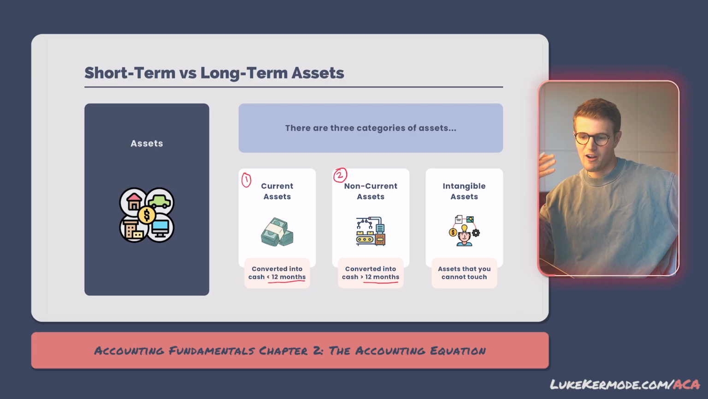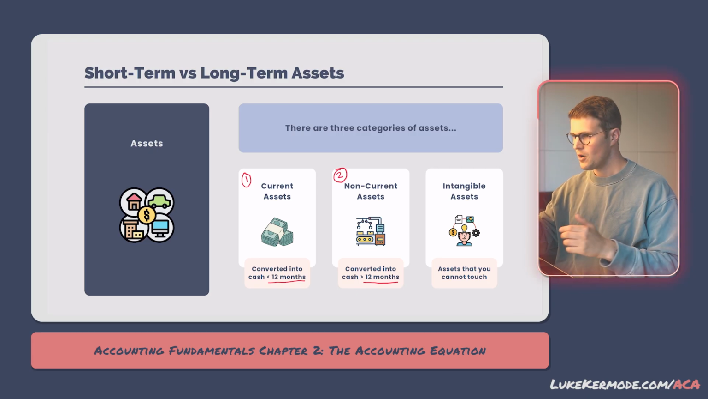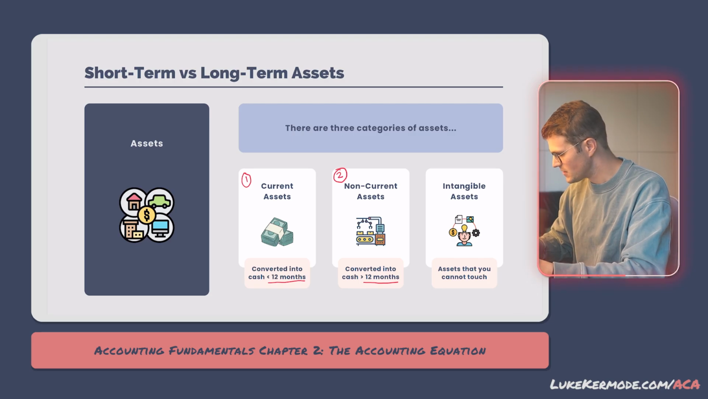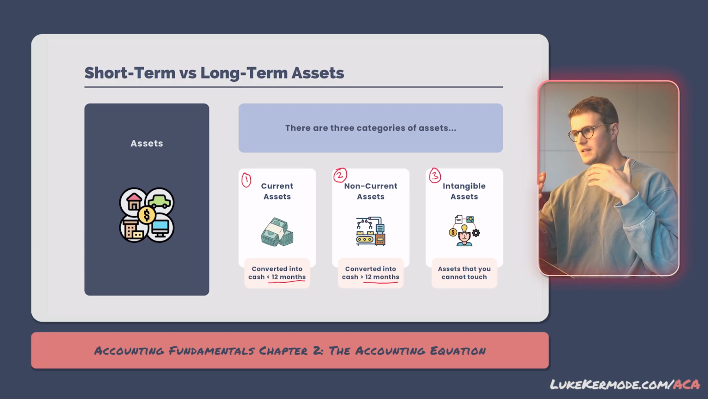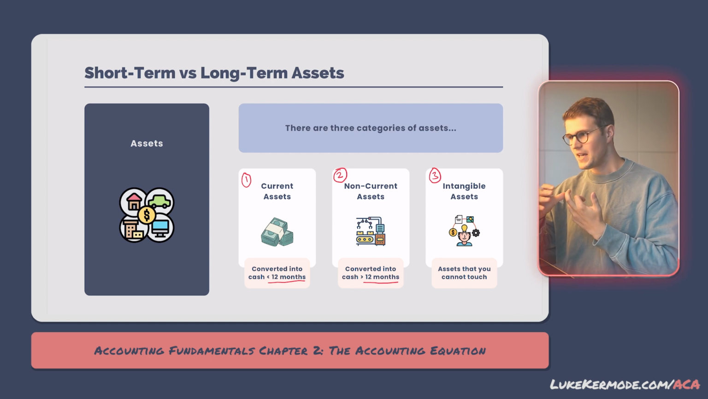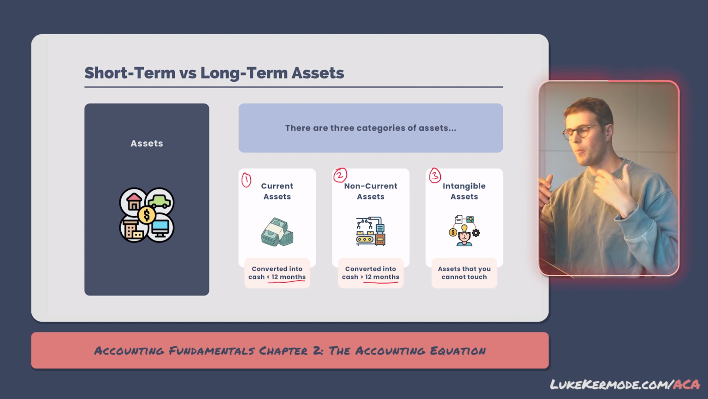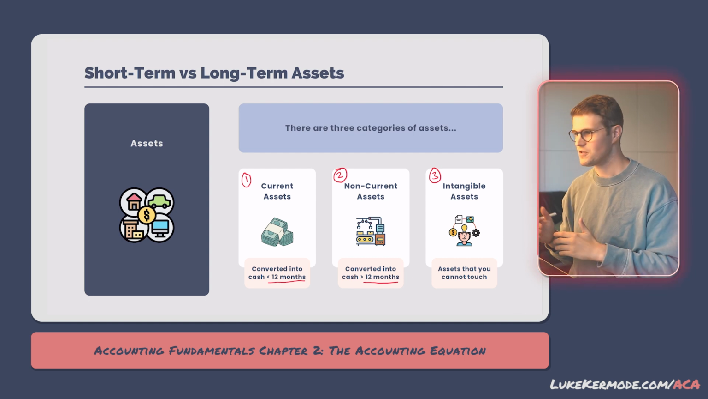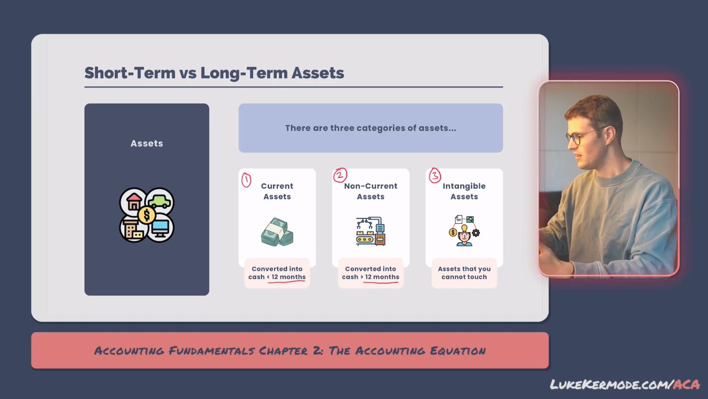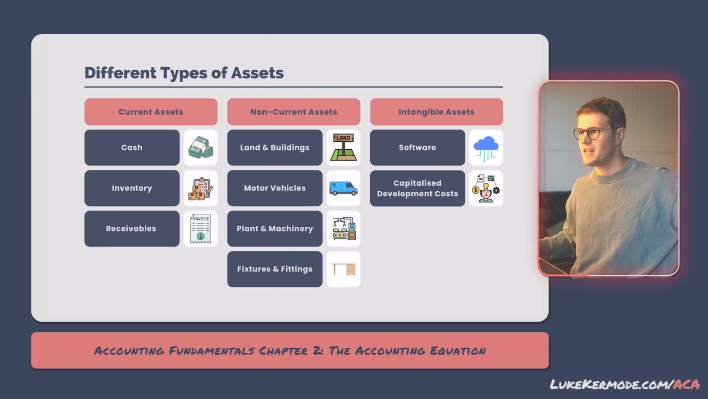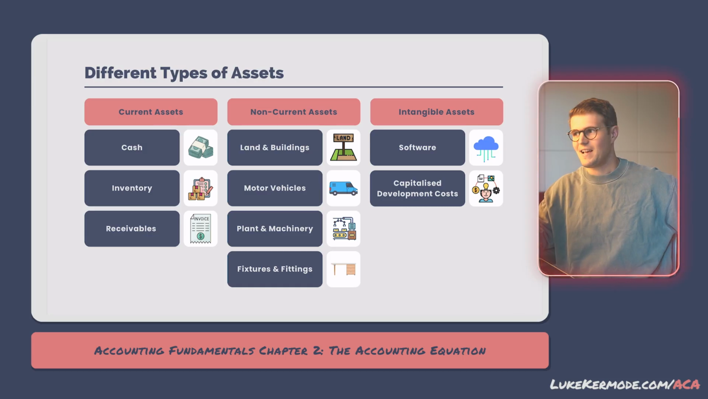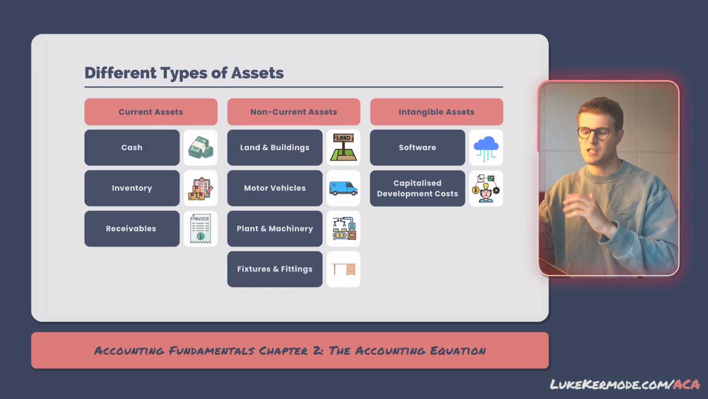Non-current assets are typically physical in nature, so you can reach out and touch them, whereas intangible assets are non-physical, and they include things like intellectual property assets, patents, copyrights, software development costs, brands that hold significant value over time.